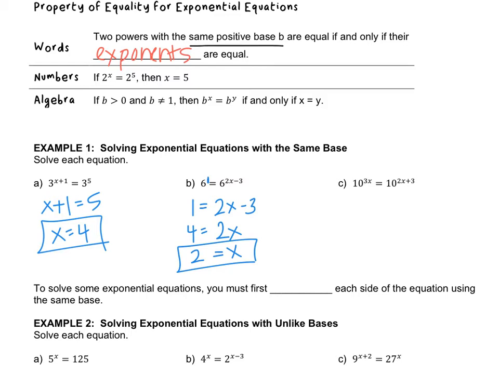Last one. Remember, if the bases are the same, we can ignore the bases, and we can just look at the exponents. So that means that 3x is equal to 2x plus 3. So then x is equal to 3.